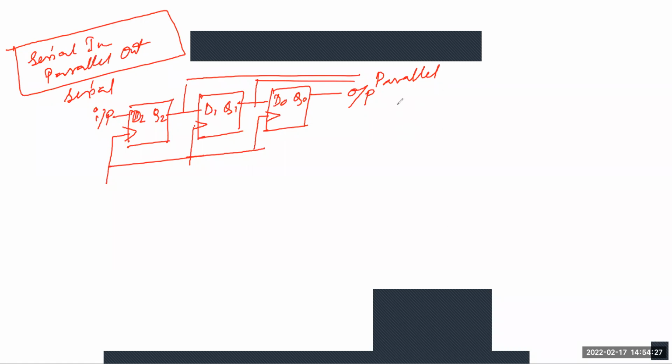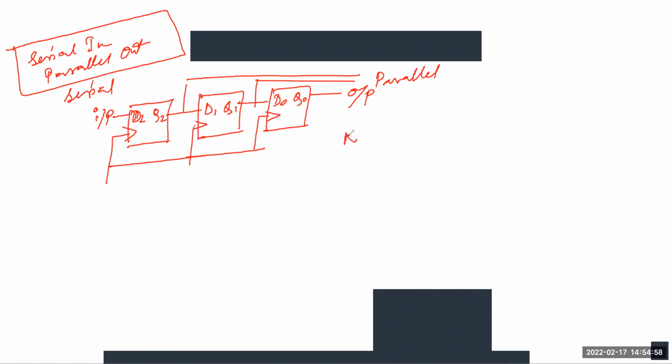Now again we are taking the example of sending the binary information 0 1 1 from the LSB to MSB serially at the input. We are assuming again that Q2, Q1 and Q0 are all 0 0 0. Here Q2 is the MSB and Q0 is the LSB. So from the table we can understand the working of the 3-bit SIPO shift register.